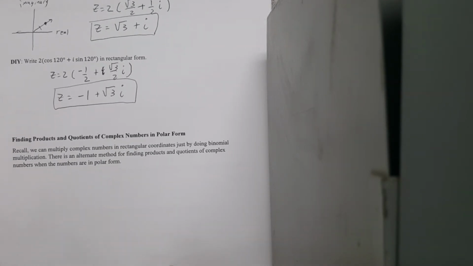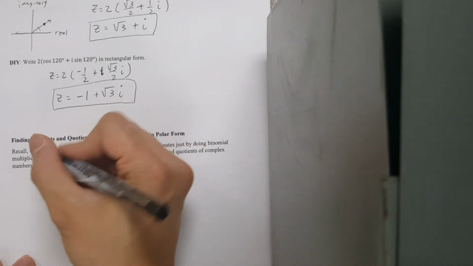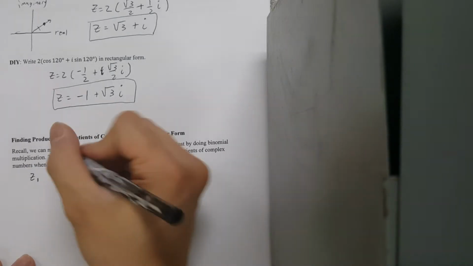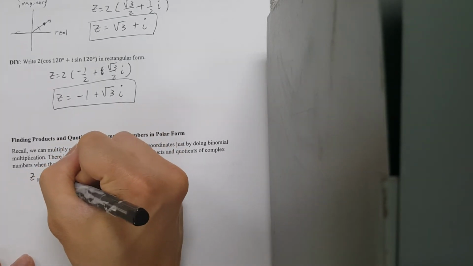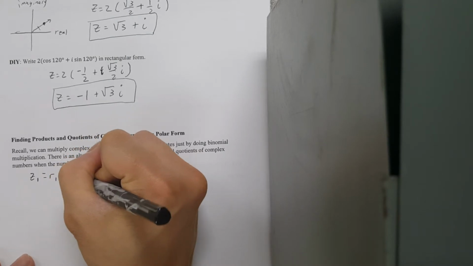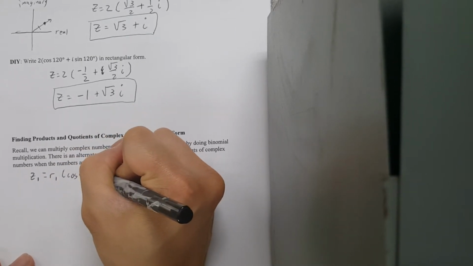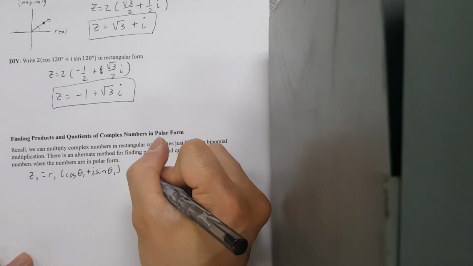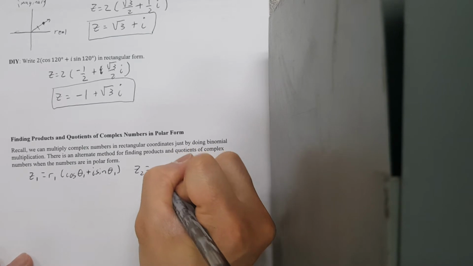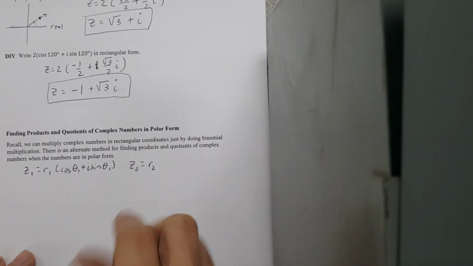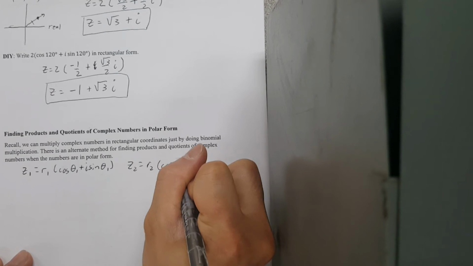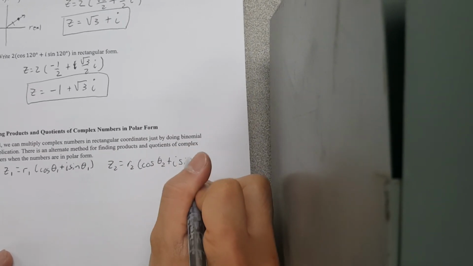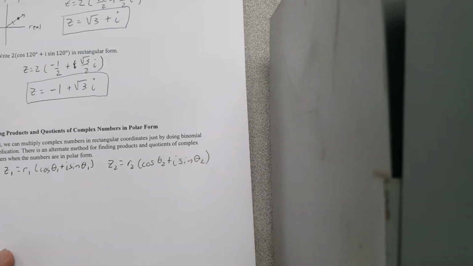Okay? So the multiplication, so let's say I have a complex number, I call it z1, so it's r1 cosine theta 1 plus I sine theta 1. And I have a second complex number, we'll call it z2, and it's r2 cosine theta 2 plus I sine theta 2.